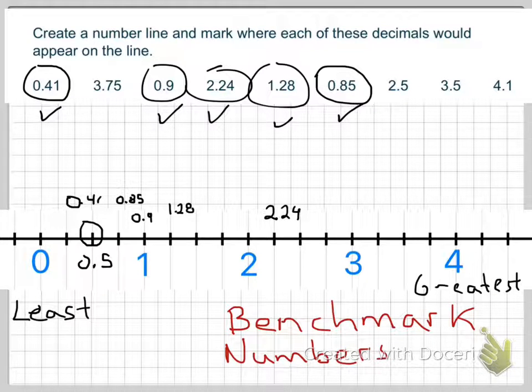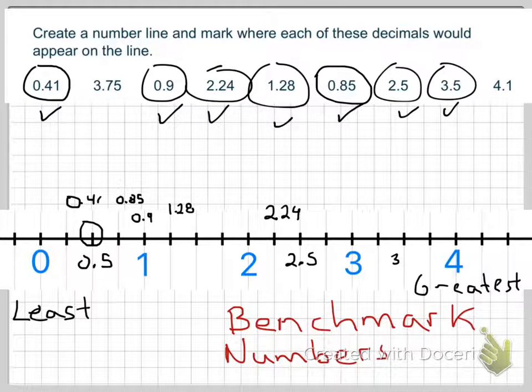Careful with my decimal. 2 and 5/10, that'll go right in the middle, so I'll put it right down here. 3 and 5/10 is next. Again, that's going to be right in the middle, in between 3 and 4. 3 and 75/100, 3/4 of the way towards the number 4.